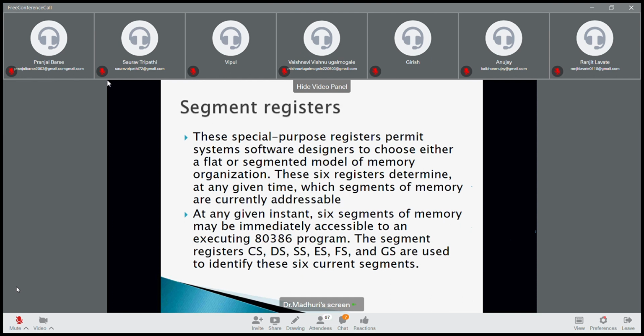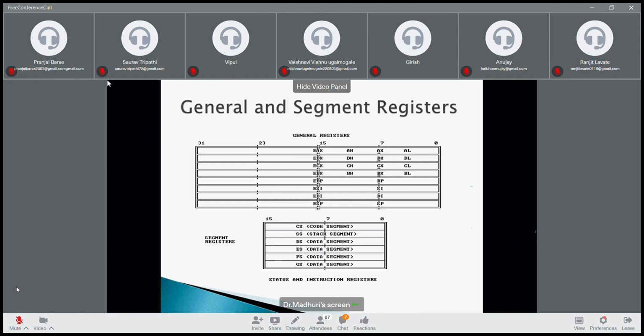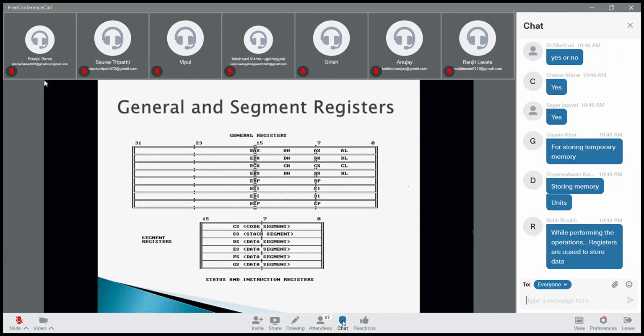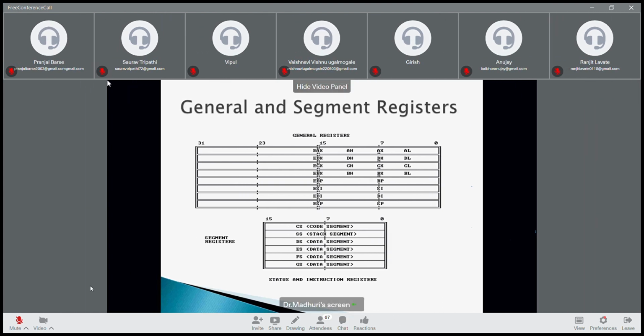There are about 6 segment registers: code segment, data segment, stack segment, extra segment, then FS and GS. These are the 6 segment registers used in the 386 microprocessor. Now see here, what is the size of the segment register? It is 16-bit. For the general purpose registers, it is 32-bit. Whatever explanation I have given, I have put it in my diagram.